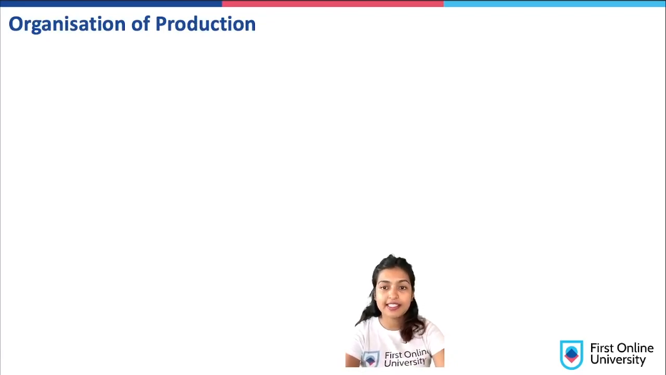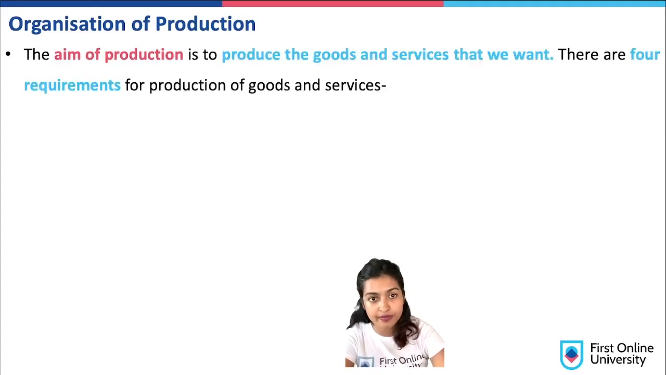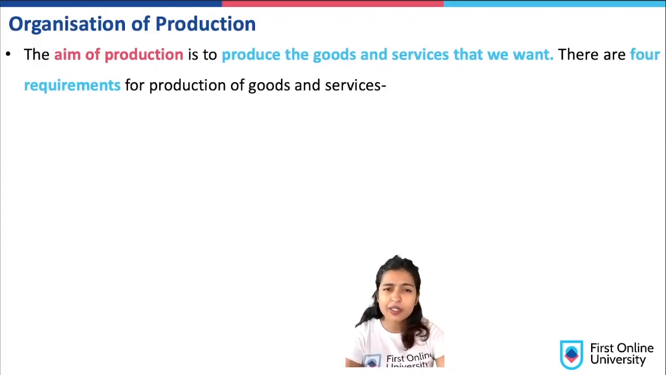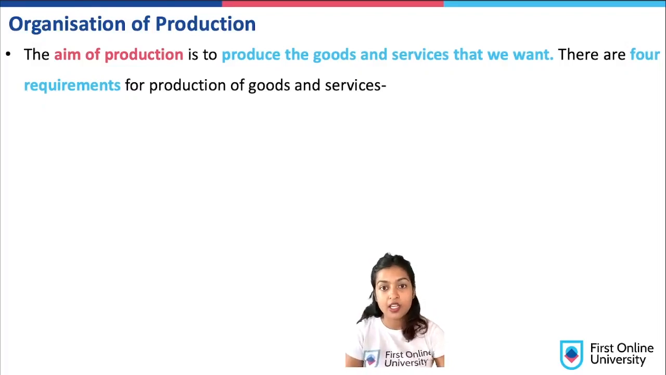So let us see now what exactly is organization of production. This is going to be the main subheading here. Why do we produce something? Why do people undertake certain productions? Because we consumers need certain goods and services. Let me give you an example. We wear clothes for our daily use.